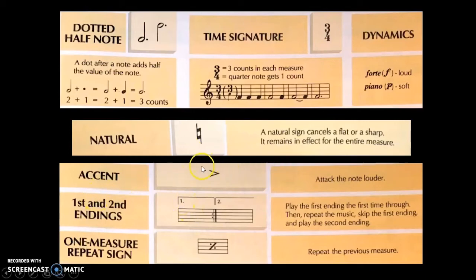Accents. They look like these less than signs, or I like to think of them as alligator mouths, and they go on top of the note, and it means attack the note a little bit louder. You'll actually play it 3/4 of the value.